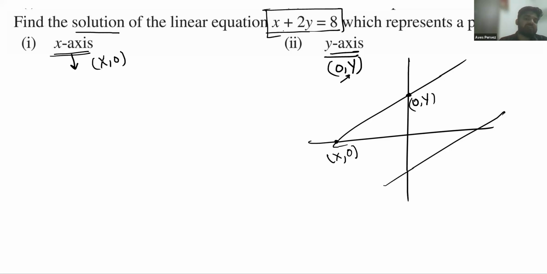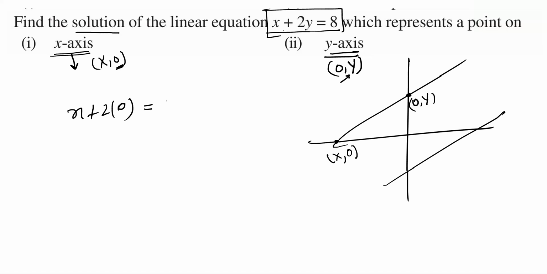Whatever the value of x you get, if x is 5, then 5 comma 0 will be the point where this line is going to cut. If you get minus 2, it will be minus 2 comma 0. So every point on the x-axis will be in the form of some value of x and y will be 0. So just put the value of y as 0 in this equation, because you are 100% sure that on the x-axis y will be 0.